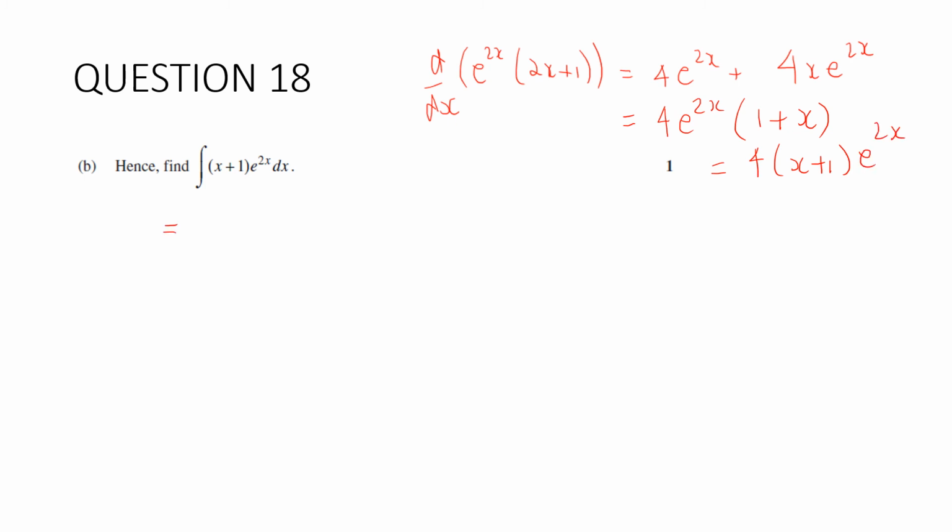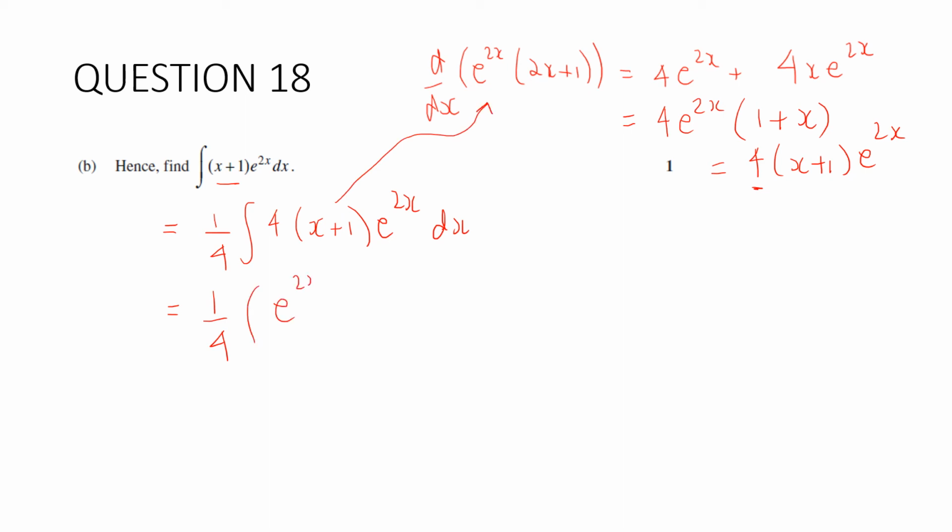Okay, so again, just like I did before, I'm going to adjust this. I am going to put my 4 in, because you can see how I've got a 4 here and there's no 4 here. And I can't just change the question. I need to adjust it. A quarter of 4 is 1, so I haven't changed anything. Okay, a quarter. Now we know that the integral of this thing here is going to be that there. So e to the 2x and then 2x plus 1, plus c.